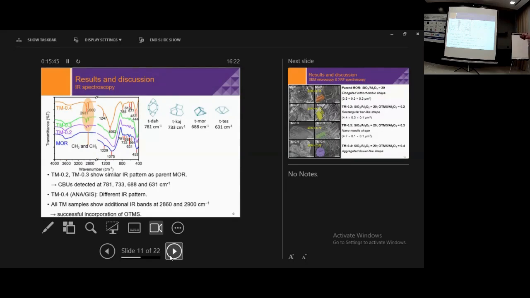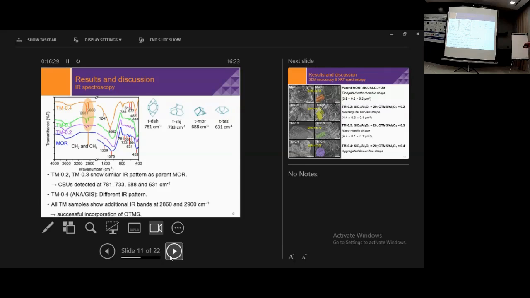Next will be the infrared spectroscopy, and we can see for the mordenite zeolite, TM0.2 and TM0.3, they have a similar IR pattern here, and these few IR bands correspond to the composite building units. For example, 781, 733, 688, 631 correspond to these four types of composite building units. So for these three samples, we can see these signals.